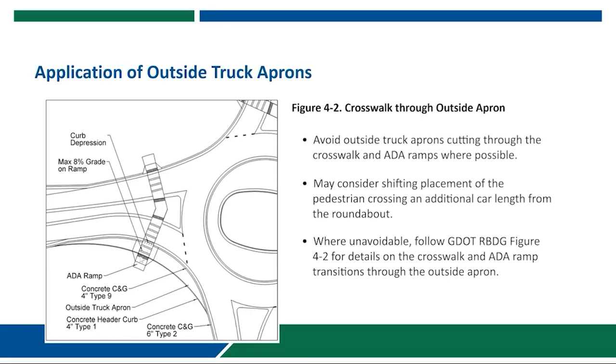We want a max of an 8% grade on our ramp and making sure that we're providing the striping through for the pedestrian crossing that goes through the depressed apron so that we're clearly delineating the pedestrian space there. The detectable warning surfaces would go on the ADA ramp at the back side of the truck apron to define the edge of the pedestrian space at this point.